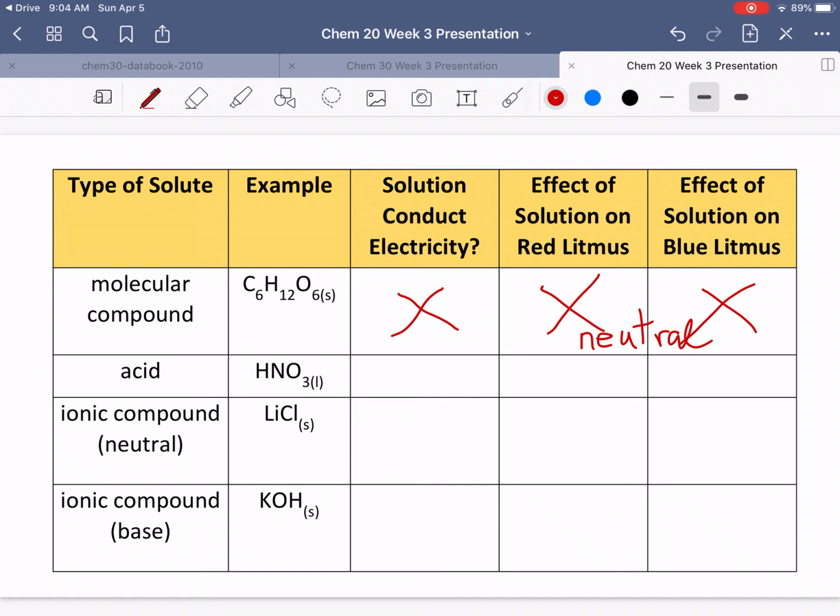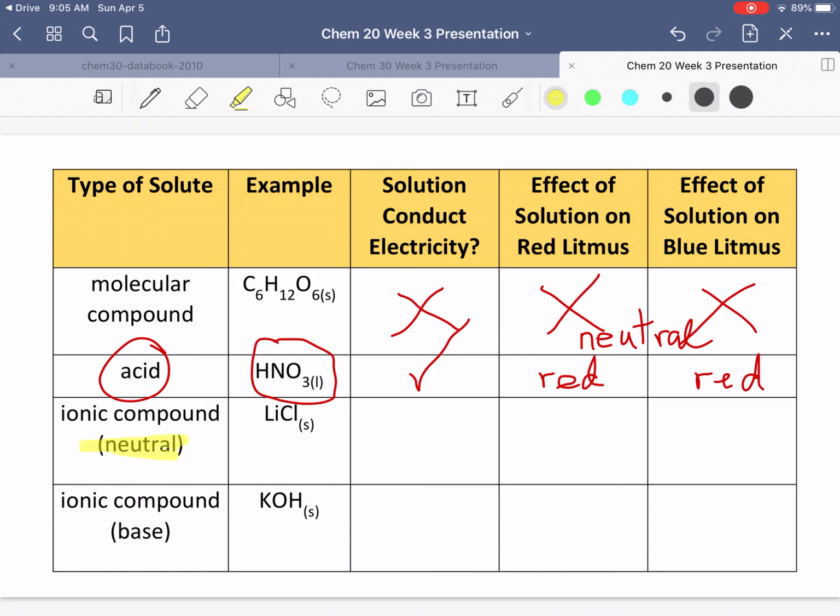Check out the next one. An acid. This is called nitric acid. So if I take nitric acid, which in its pure form is a liquid, and I put it into water as a solvent, which means it will become aqueous, then it will undergo, it's an acid, ionization. Ions will later be present then, so yes, it will conduct electricity. If it is an acid, then it will turn red litmus paper, or remain, I guess, red litmus paper red, and it will make blue litmus paper turn red.